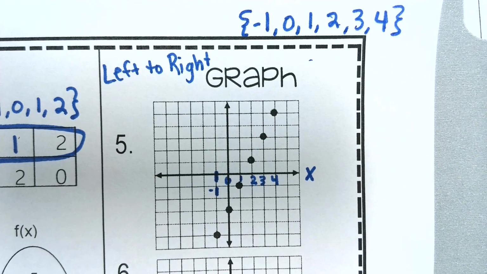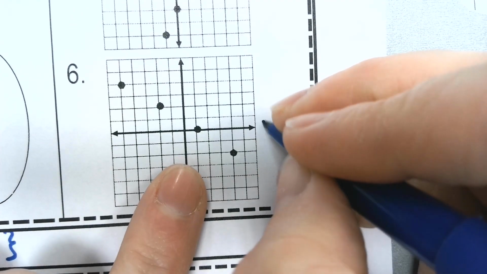If you have a graph, you can make it into a table and then look at it that way if you want. Okay, so go ahead and look at number 6. Go left to right. See what the values are. Going left to right. You see what numbers those are. So remember, left to right.